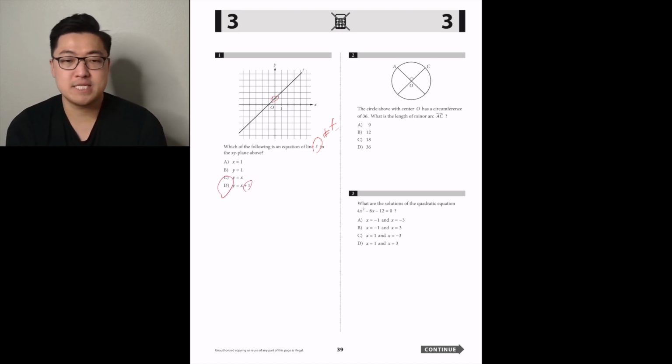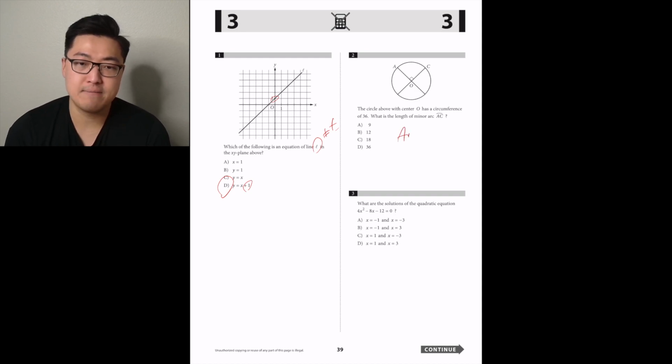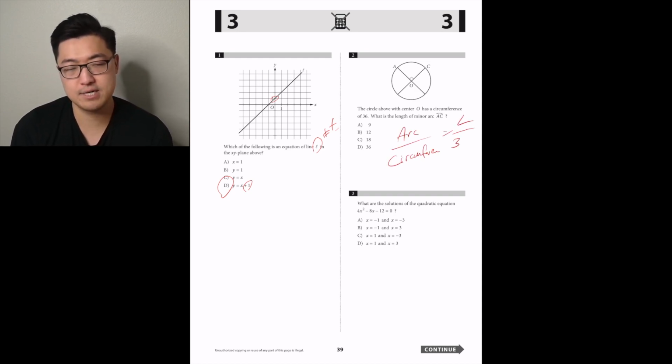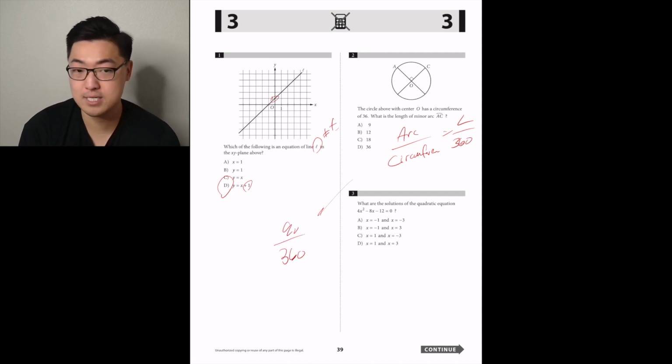2. The circle above with center O has a circumference of 36. What's the length of minor arc AC? Use the arc over circumference is equal to degrees over 360 formula. So degrees over 360 here is going to be 1/4. So that means arc over circumference is also 1/4. So 9? AC, right? Yeah, 9.